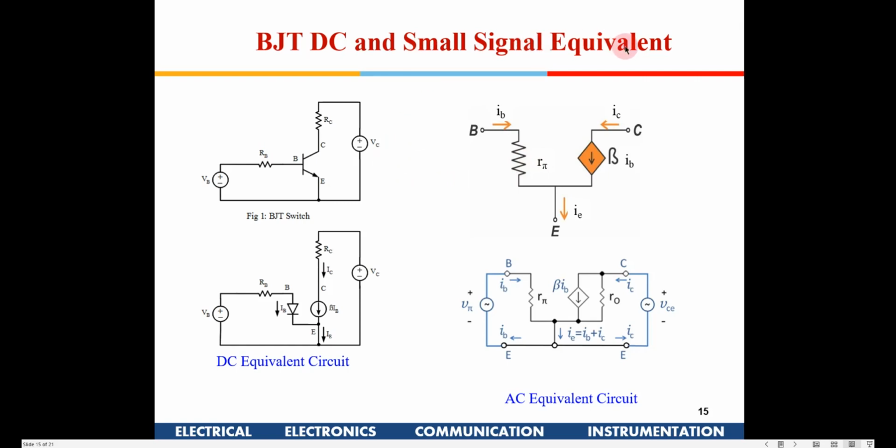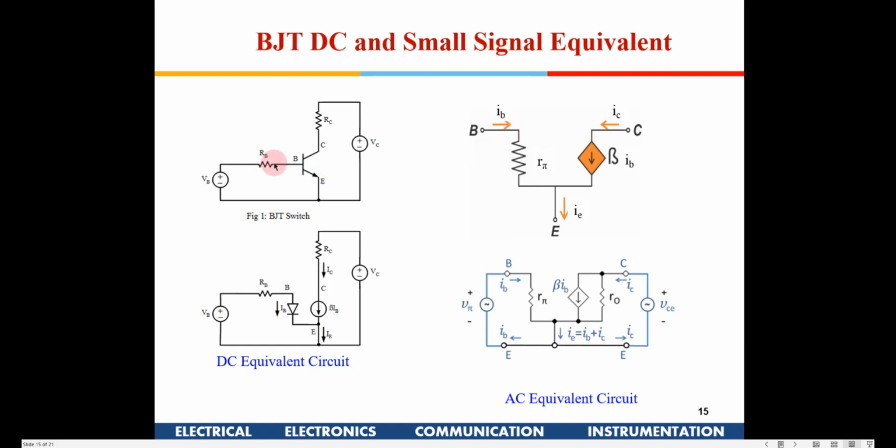What does small signal mean? Small signal means for AC currents. Now if I have to compute the DC current flowing here, what would be the operating current? If I apply VB, the voltage across VBE will be 0.7 volt. So for DC analysis, IB will be VB minus 0.7 divided by RB. So that is different.